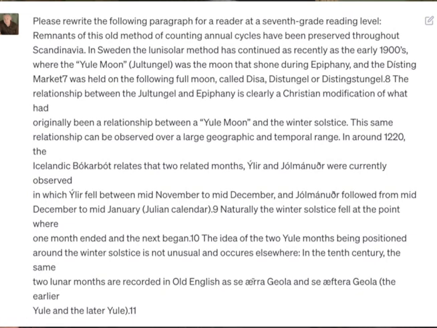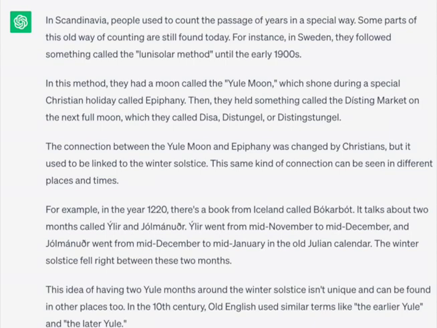Now, I'm not going to read all of that. So it gave me this response here. In Scandinavia, people used to count the passage of years in a special way. Some parts of this old way of counting are still found today. For instance, in Sweden, they followed something called the lunar solar method until the early 1900s.